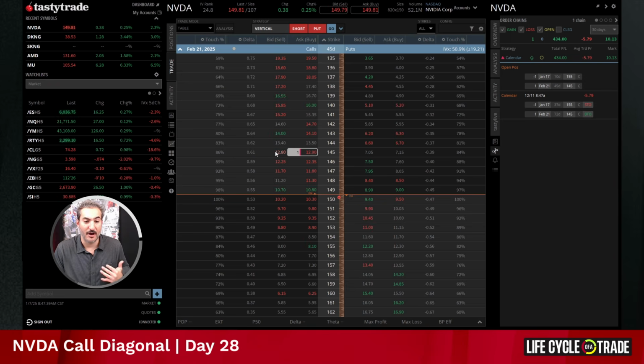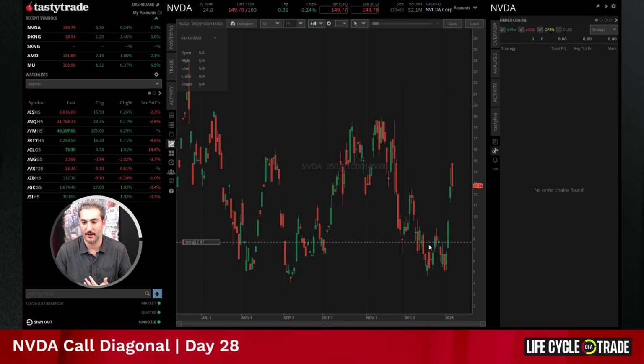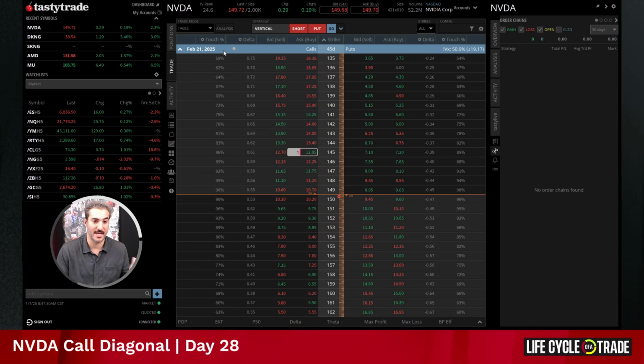The value of this option, the long option, increases in value. And we could see this when we look at the chart of the option. So we bought this option at $7 and change. It's gone all the way up to $12. That's been a great move.